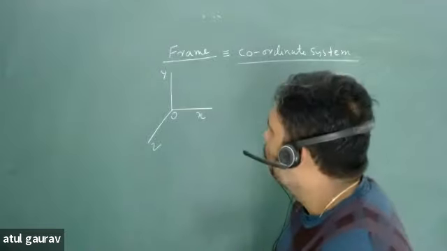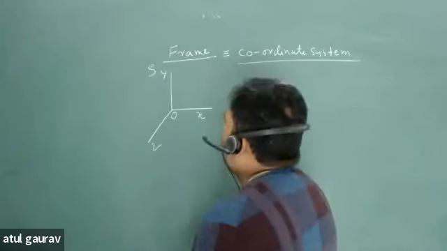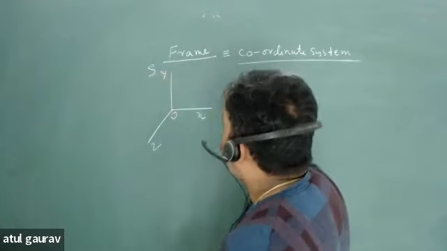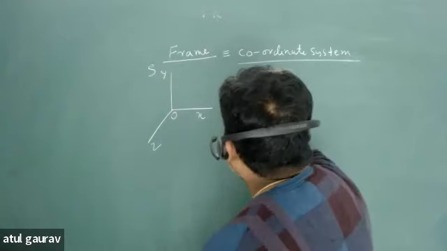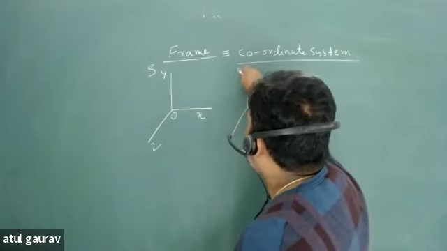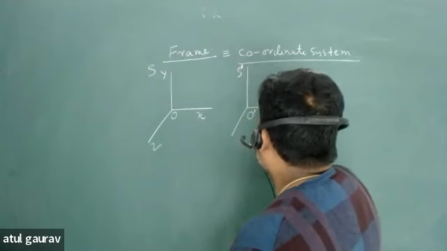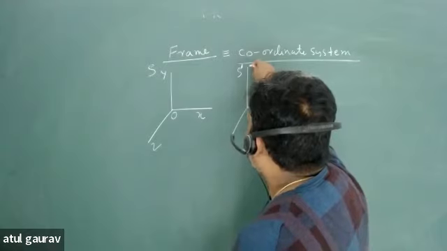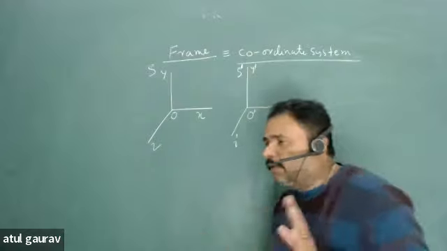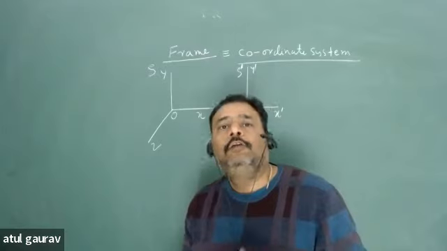So the first frame, we can just name this particular frame the S frame. This is X, Y, Z. Any coordinate from the S frame, we can say this is X, Y, and Z. The other frame, we can say is S dash. Its origin I can say is O dash, and its directions I can say X dash, Y dash, Z dash. So whenever you are defining the motion, you have to define two frames.